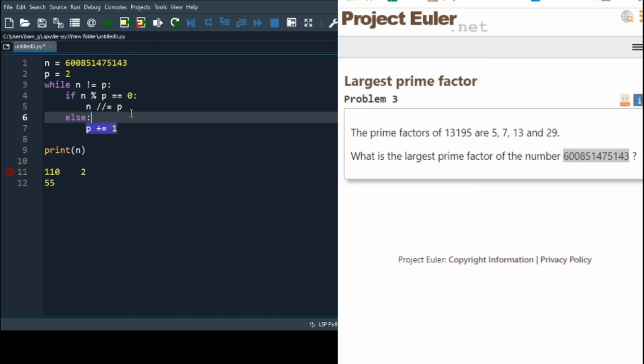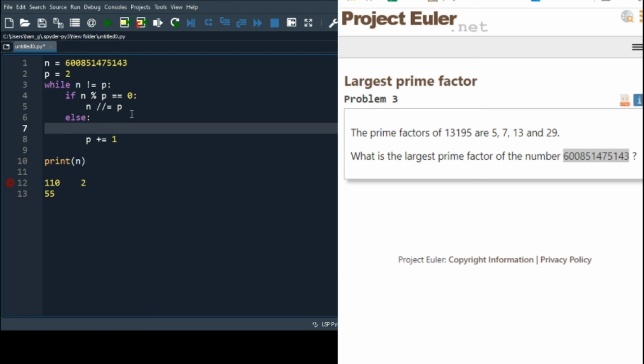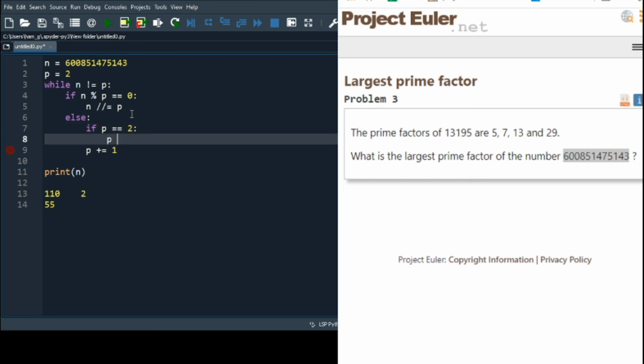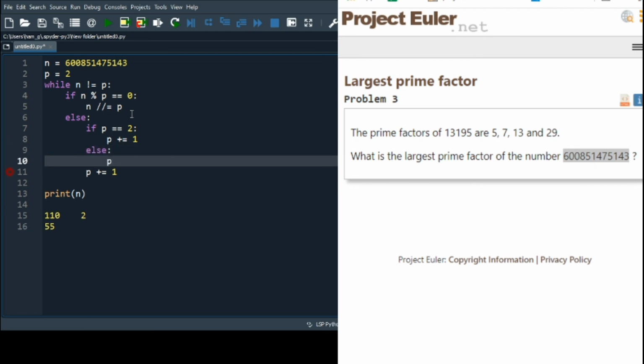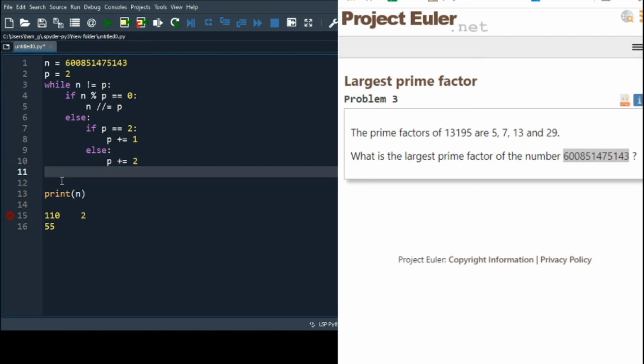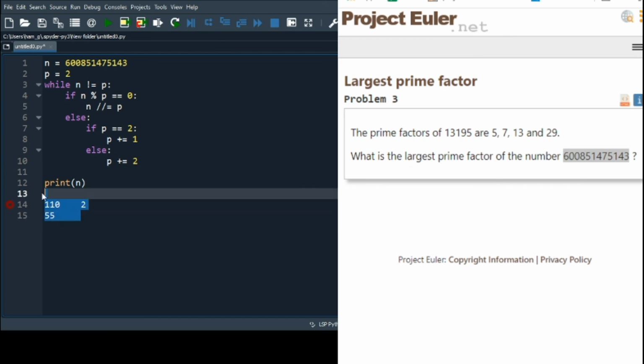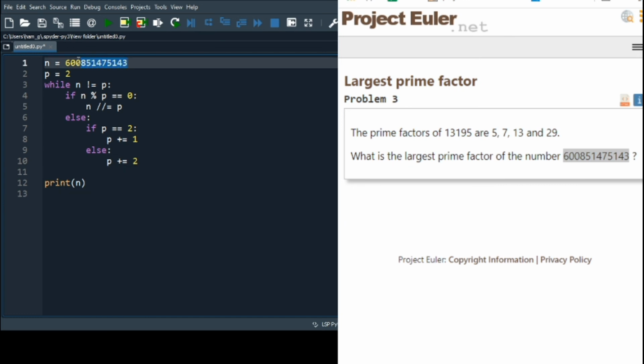So just to make it slightly quicker, we could do this. If p is equal to 2, p plus equals 1, else p plus equals 2. So get rid of this, and this should produce an answer even quicker. Now you won't notice it on a relatively small number like this, but if the number had like 10,000 digits, you would notice. So that produces the same answer. So that's just an efficiency saving that I just thought of.